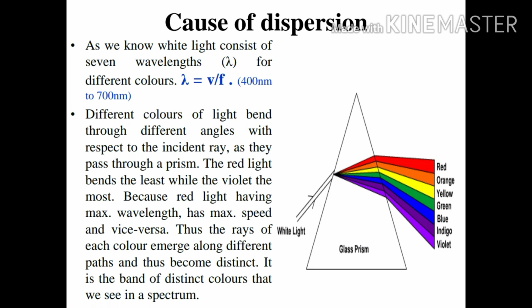So in this way, the winner is the red color and the others are violet. Different colors of light bend through different angles with respect to the incident ray as they pass through the prism. The red light bends least while violet the most, because red light having maximum wavelength has maximum speed and vice versa. Thus the rays of each color emerge along different paths and become distinct. It is the band of distinct colors that we see in the spectrum.